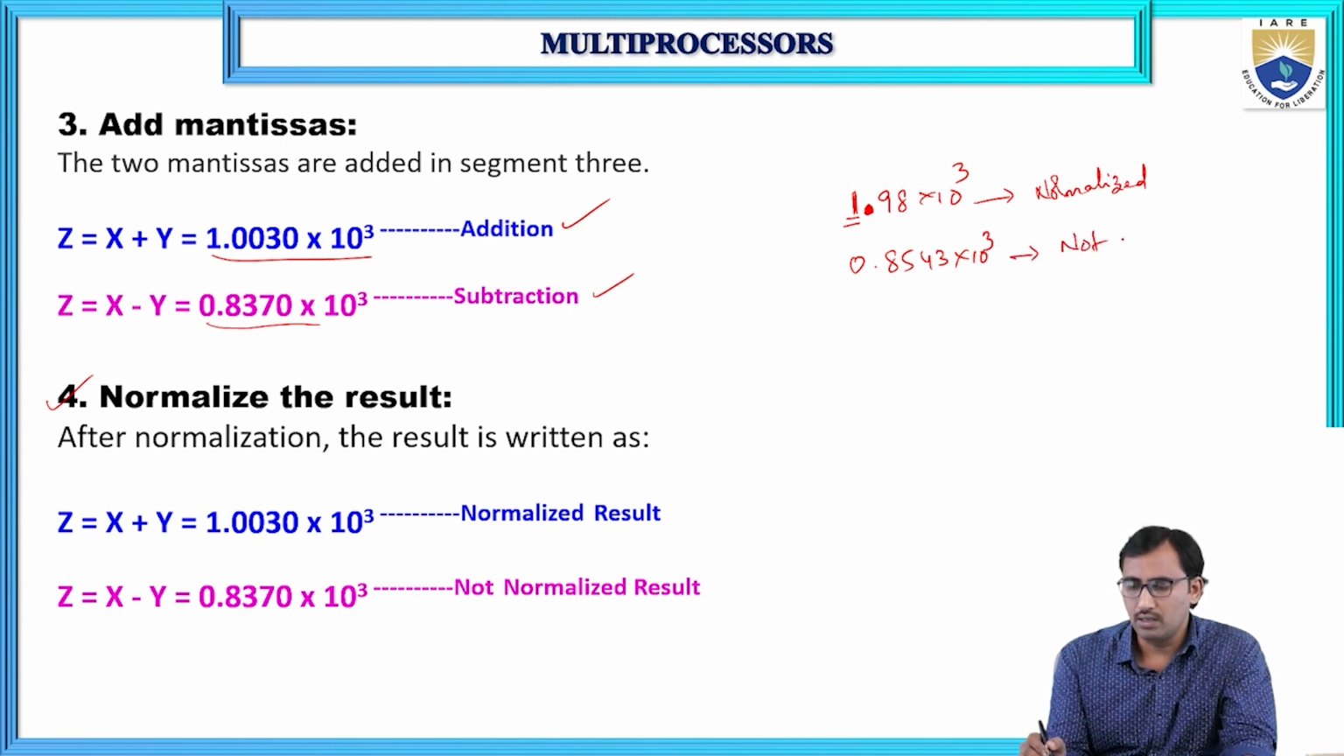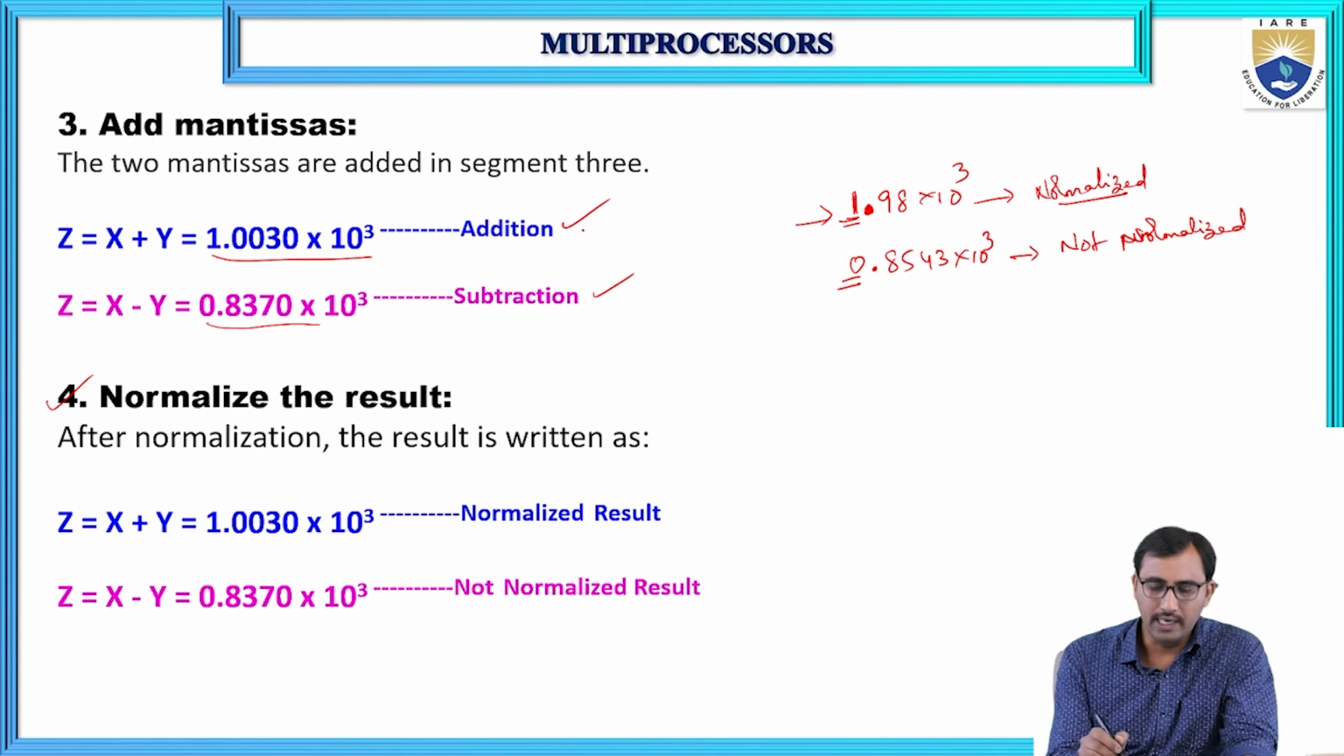It is an unnormalized result, because here before the decimal point we have a 0. So that is not the case. So this is not normalized. The condition for normalized is that before the decimal point we should have a non-zero value, and that non-zero value should not be followed by zeros. So this is normalized.